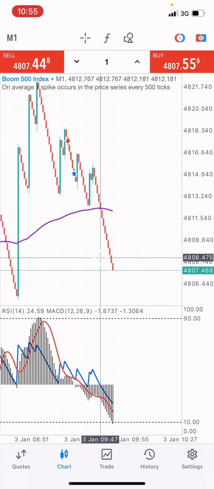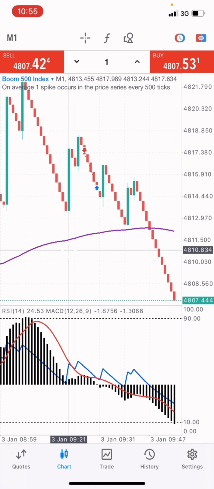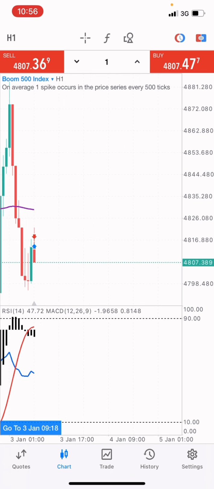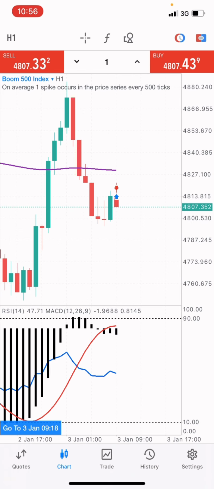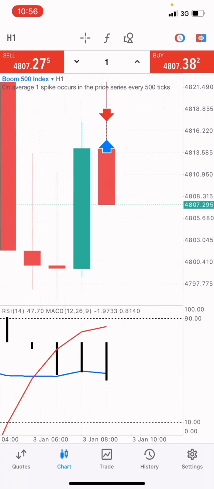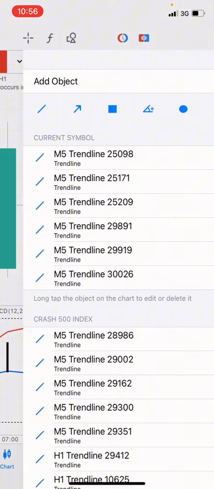Now we're on Boom, right? We're on Boom 500 index, and this market is selling right now. This is not a good entry. You don't want to enter into this market at this point. If I check the 1 hour time frame, this market is selling. It's selling, right? You don't want to enter into this point because this market has already given a very big sell. Take a look. Let me show you what I'm talking about.